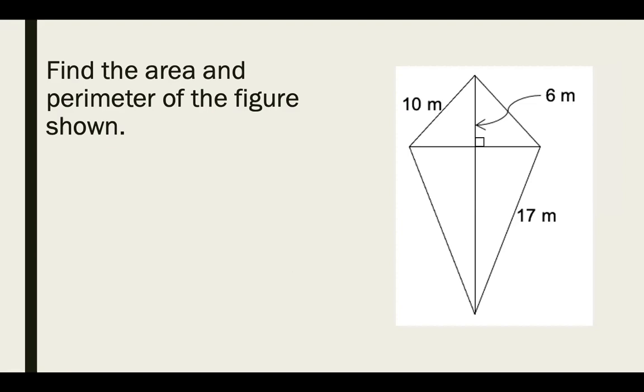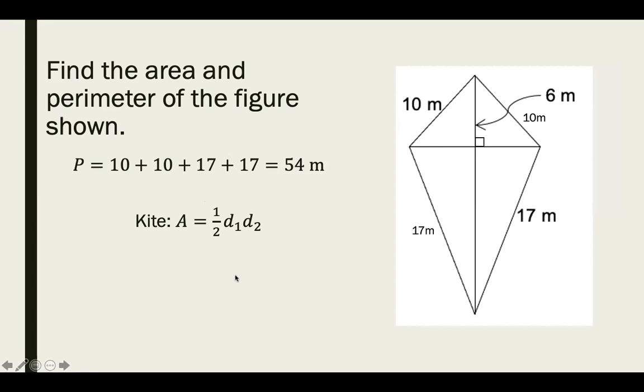So we've got the 10 right here. We're going to have another 10 right there. We've got the 17 here. We're going to have another 17 over there. So the perimeter, 10 plus 10 plus 17 plus 17 is 54 meters. Now we got to find the area. And so for a kite, our formula is 1/2 times d1 times d2.